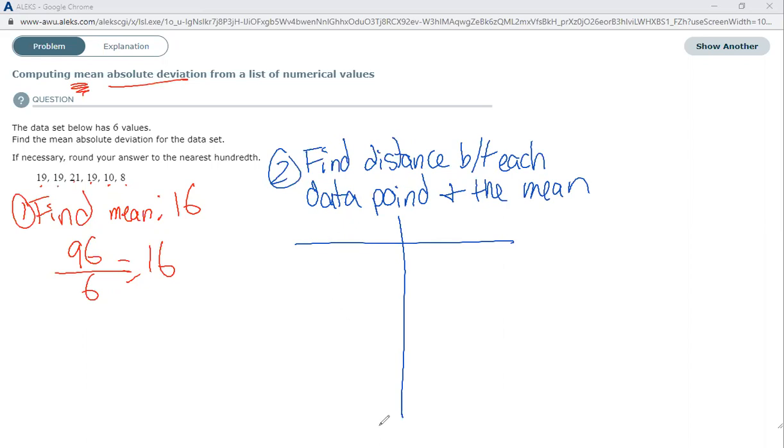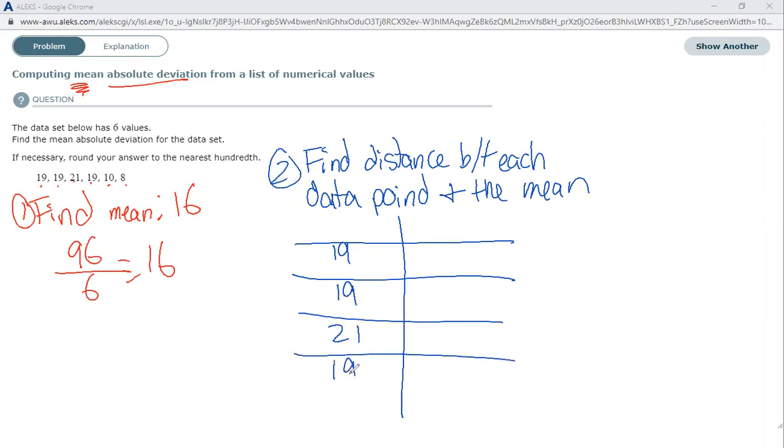On the left, I'm just going to write all of my numbers. So 19, the order doesn't really matter right now. Another 19, 21, another 19, 10, 18. If we want to find the distance between these numbers and 16, we are going to subtract. It's the same as finding the difference. The distance or the difference will be the same amount. So from each of these numbers, I'm going to subtract 16. That'll tell us how far away that number is from 16.